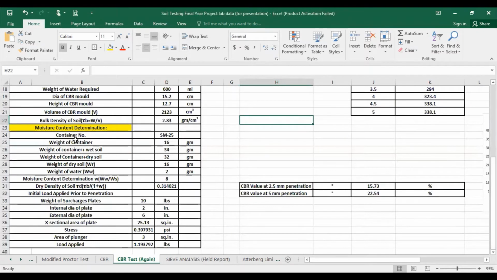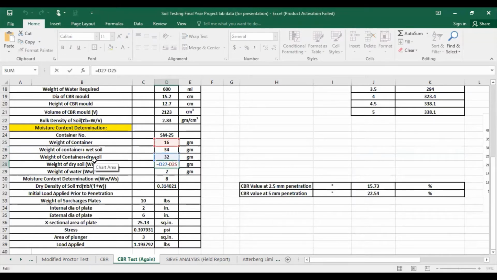Now, moisture content determination. We have taken soil and put it in a small container named SM25. The weight of the container was 16 gram. We took the sample from the soil on which we have done CBR testing. The weight of container plus wet soil came out to be 34 gram. The weight of container plus dry soil came out to be 32 grams. The weight of dry soil was 16 gram.